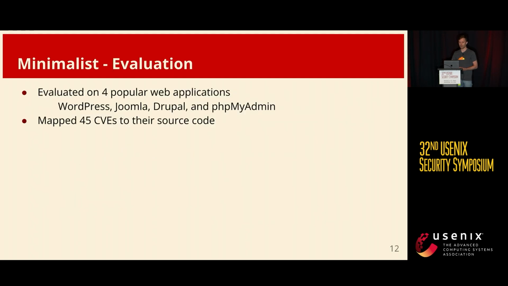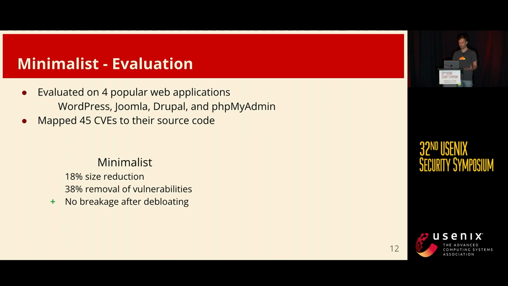And this is an example of what this code would look like. We then evaluated our tool on 4 popular web applications: WordPress, Joomla, Drupal, and phpMyAdmin, and we mapped 45 CVEs to the source code of these applications. And then once we debloated them, we looked at the reduction in terms of lines of code, and we observed 18% reduction for applications debloated by Minimalist. We also observed 38% removal of vulnerabilities.